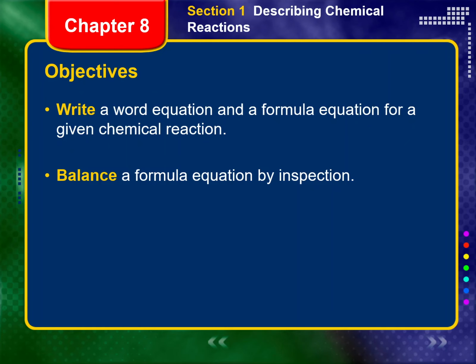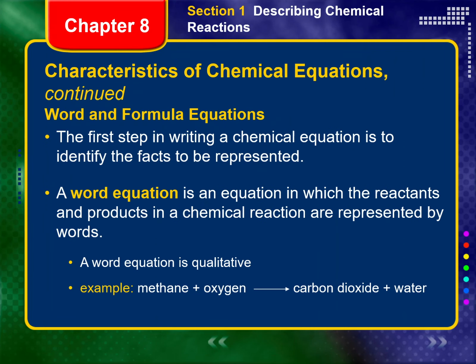At the end of this video, you should be able to write a word equation and a formula equation for a given chemical reaction, and balance a formula equation by inspection. The first step in writing a chemical equation is to identify the facts to be represented.